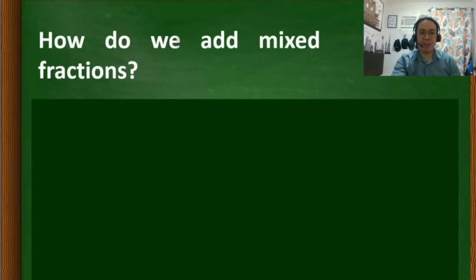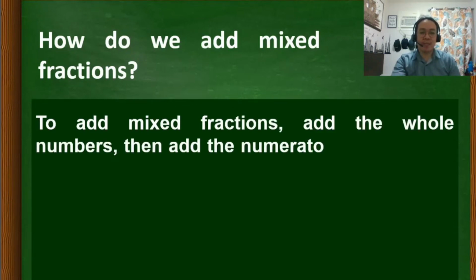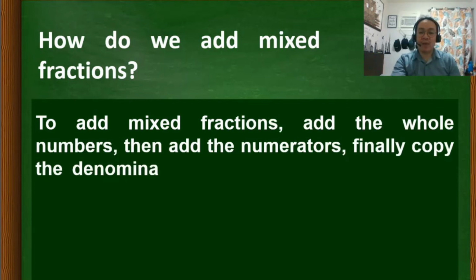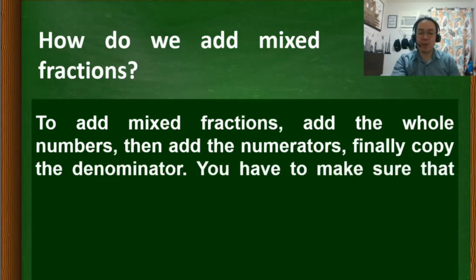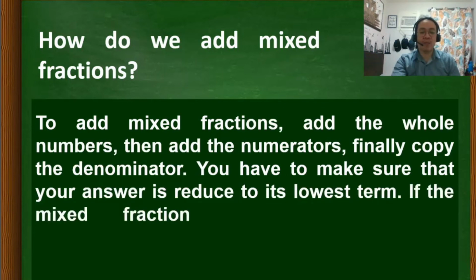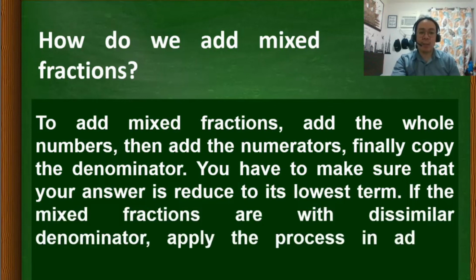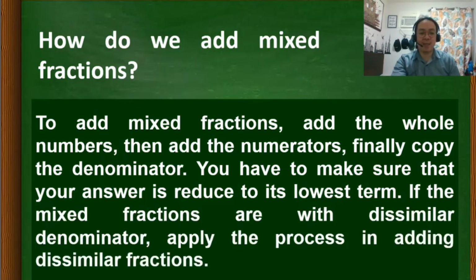Next, remember this one. How do we add mixed fractions? To add mixed fractions or mixed forms, add the whole numbers, then add the numerators. Finally, copy the denominator. You have to make sure that your answer is reduced to its lowest term. If the mixed fractions have similar denominators, apply the process in adding similar fractions.